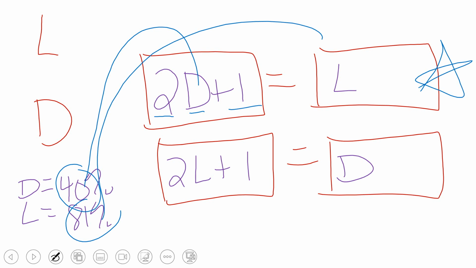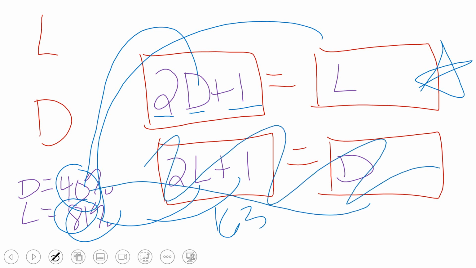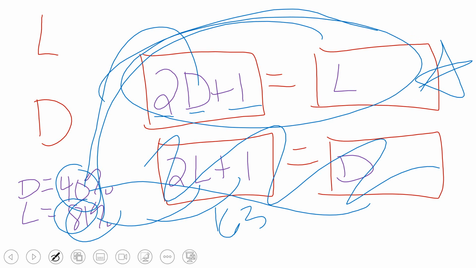Let's try the bottom one. If I take 2 times 81, that's 162. And I add one, I'm at 163. Does 163 equal 40? No, it doesn't. So I like this or a variation.